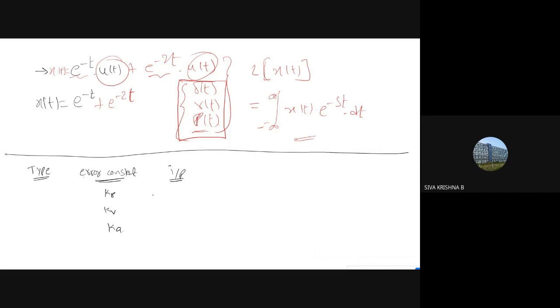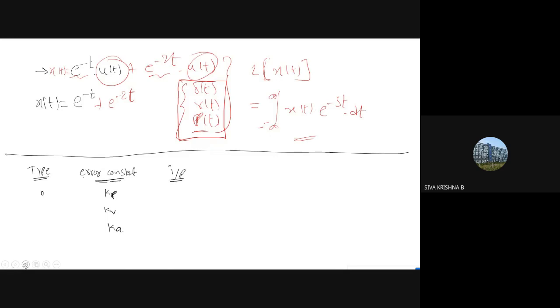So for which input these are constants? For which type? First of all, tell me what is the type of this positional error constant? What is the type? Type 0 system or type 1 system or type 2 system, for which can we find out the positional error constant? For type 0 systems or type 1 systems? Check the notes. Zeros. Type 0 system. Very good.